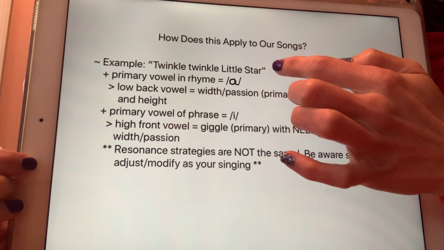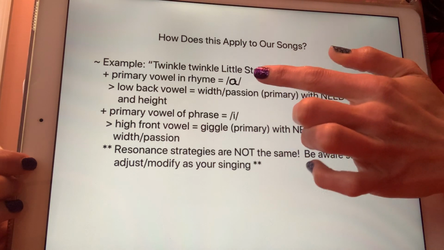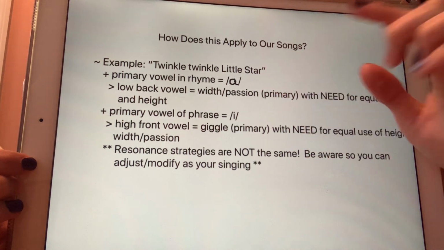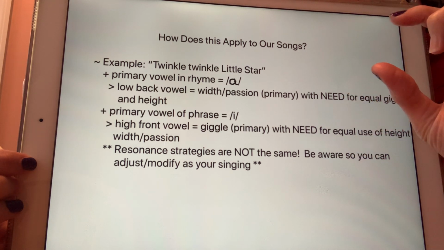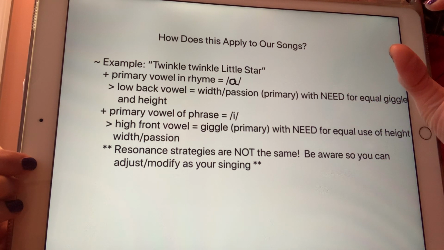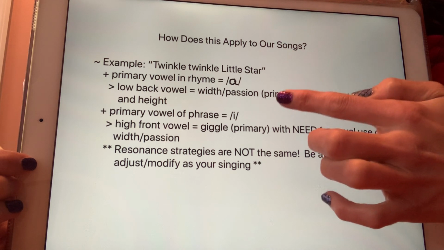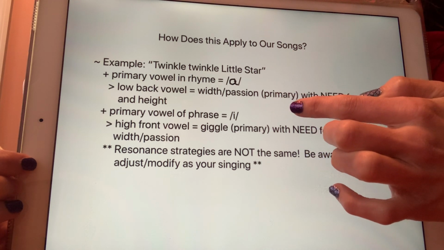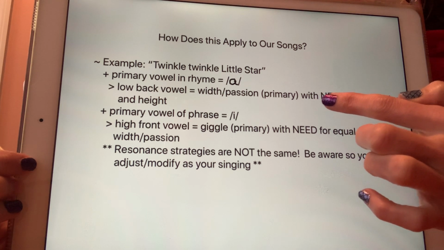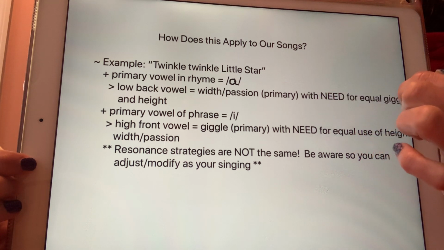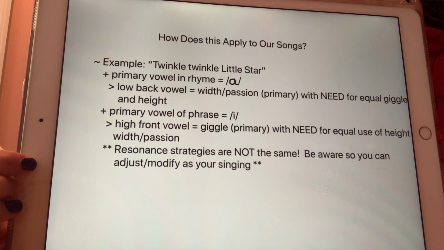Quick note, when it's star and it has an R on it, we treat that like a diphthong. So it's ah, but it's R. So we use ah as the primary vowel for that. It's a low back vowel in the width or passion place primarily. So that's going to need some giggle. It's going to need equal parts of giggle and height to bring it into a more singable, complete space.